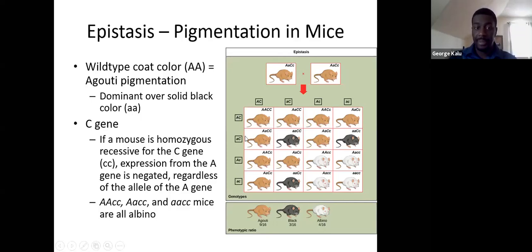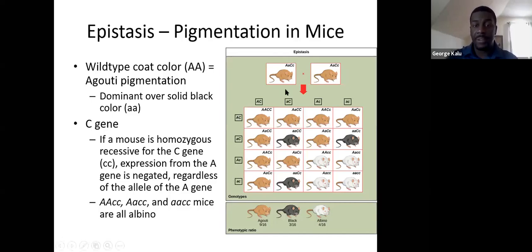So just like normal, heterozygous or homozygous dominant would give you the agouti, and homozygous recessive would give you the black color. However, that's the A gene. There is also a C gene. If a mouse is homozygous recessive for that C gene, so they have a little c, that homozygous recessive C gene completely negates the expression of the A gene, and so all the offspring end up becoming albino.